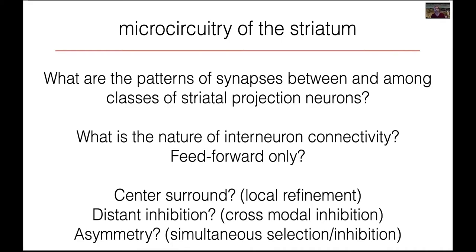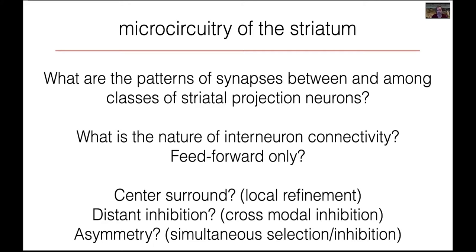This microcircuitry analysis will help us understand whether there's a center surround type organization within the striatum, such that there's local refinement potentially of actions that are selected. Alternatively, it could be that there's always this long range distant kind of inhibition, which might suggest more cross-modal inhibition in selection of actions. For example, that running might inhibit reaching.